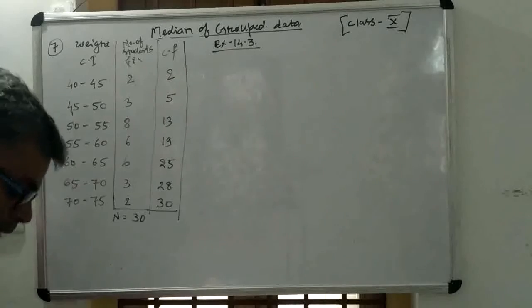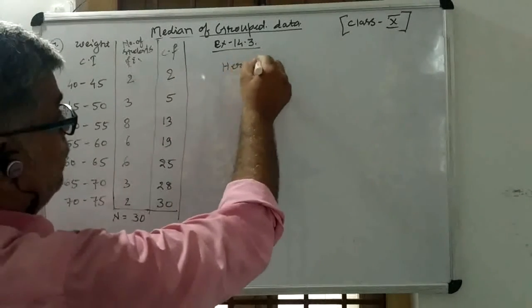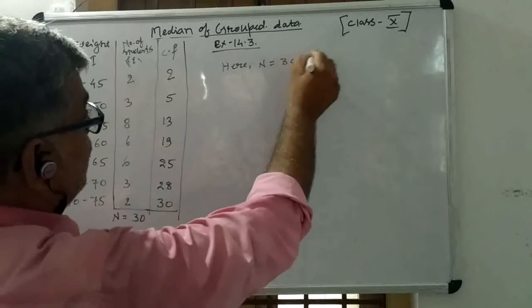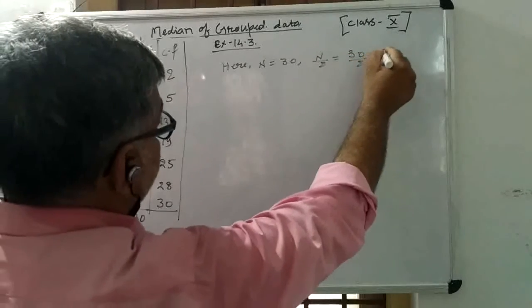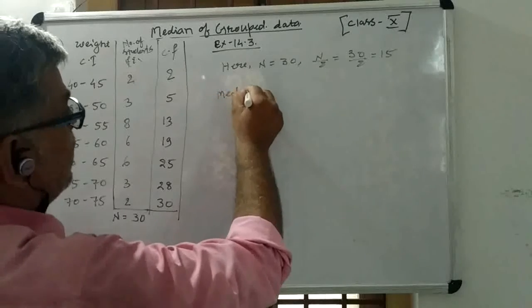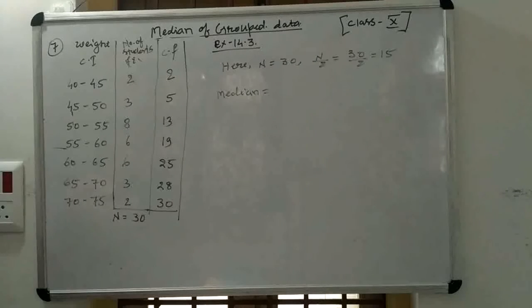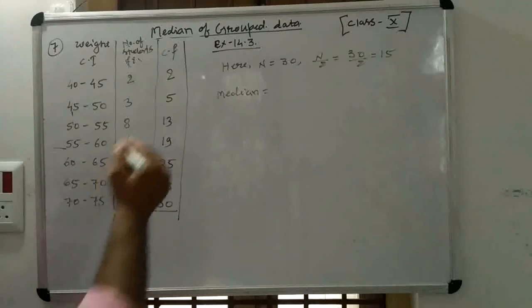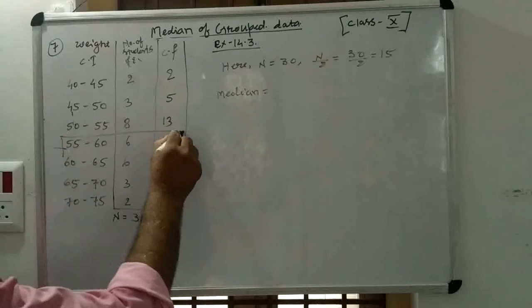It is correct. Now in this question, we have n equals 30. So n by 2 will be 30 by 2, which is 15. So now apply the formula for median. First you recognize the median class. 15 is more than 13 but less than 19. So this will be your median class.